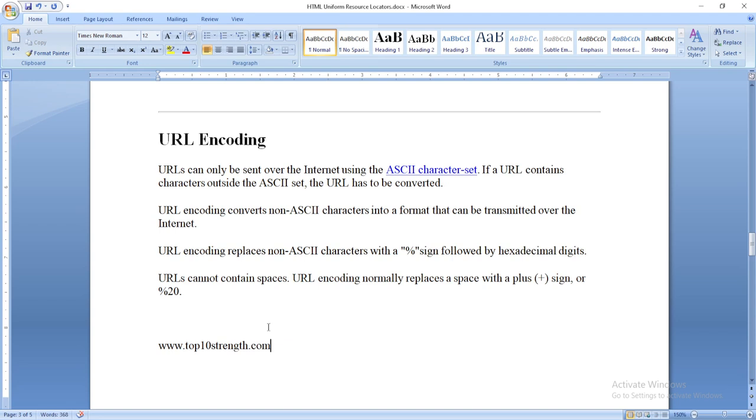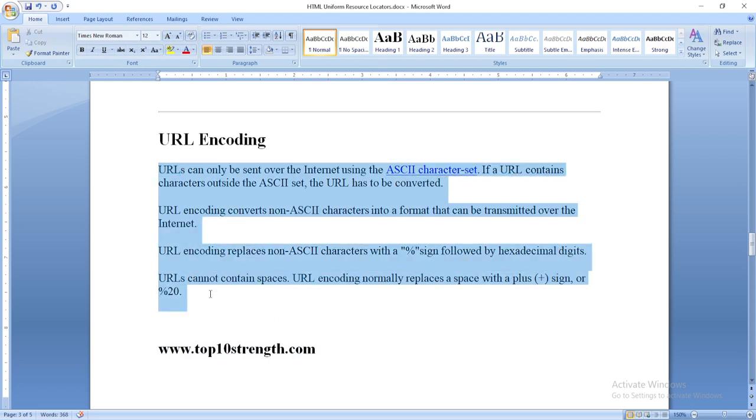Before I explain this, I want you to watch my previous tutorial on these HTML uniform resource locators, and also the tutorial where I discussed the HTML character sets, so you can understand what is going on right here, because what is going on right here is so important to us.